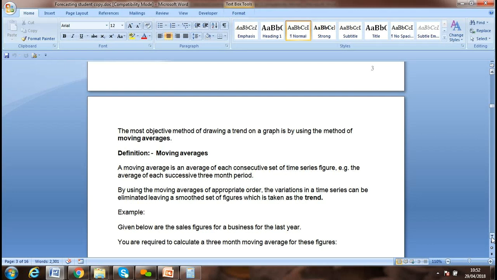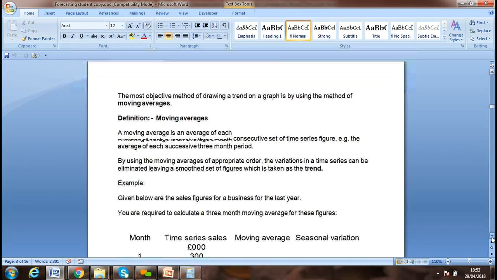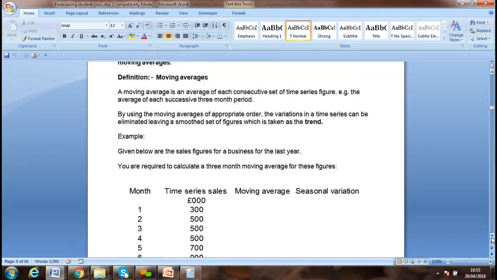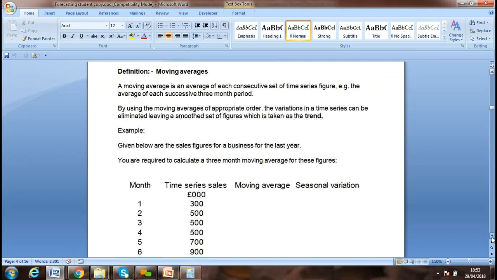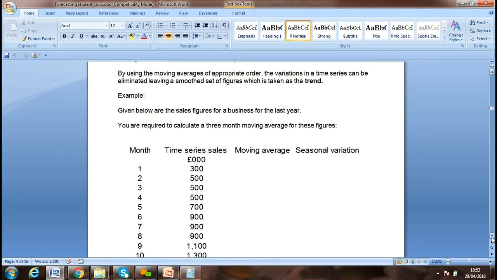By using the moving average of the appropriate order, the variation in the time series can be eliminated, leaving a smooth set of figures which is taken as the trend. So trend is given on the sales figures of the business for the last year, like last year's revenue. The previous figures are required to calculate 3 moving averages. So we are using 3 moving averages.